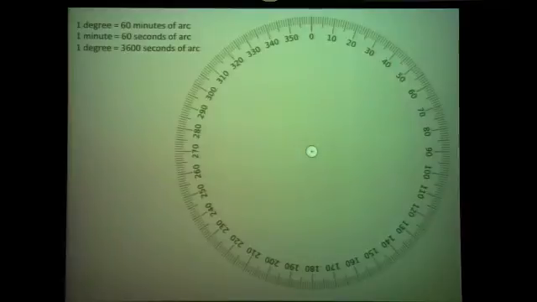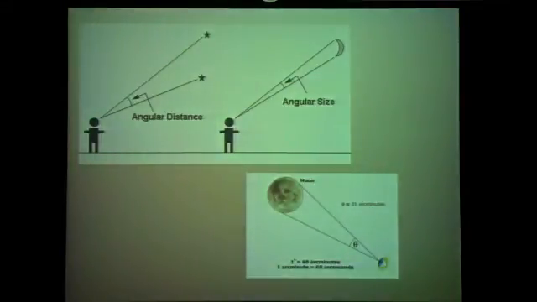There are 3,600 seconds of arc in 1 degree. 1 degree is a pretty small angle. 1 second of arc is a pretty small angle. Astronomers measure distances in the sky using this idea of seconds of arc and minutes of arc. So when we look out in the sky, we think about measuring the angular distance between two objects, between two stars. And we can measure that distance in degrees of arc or minutes of arc or seconds of arc. A second of arc is a pretty tiny angle.